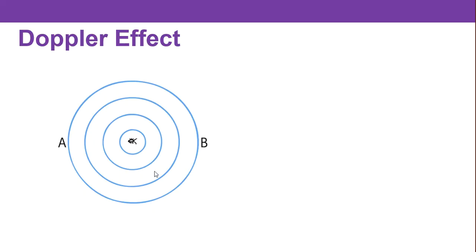As the bug goes across the surface and creates the waves, we can represent the wave crest as these blue circles. And so the distance between the blue circles is the wavelength. So crest to crest is the wavelength.